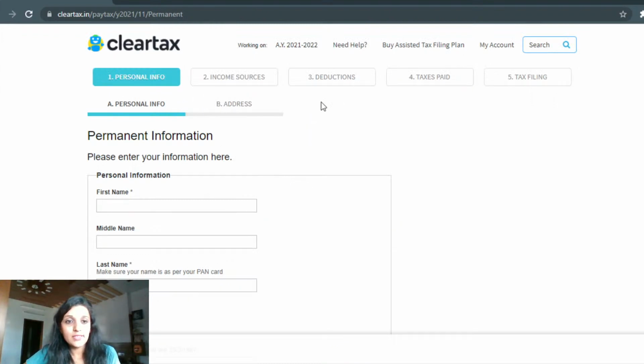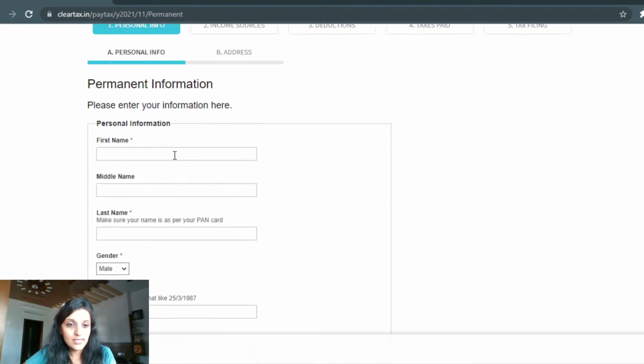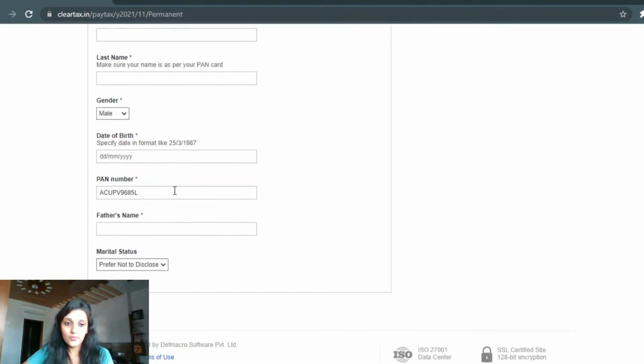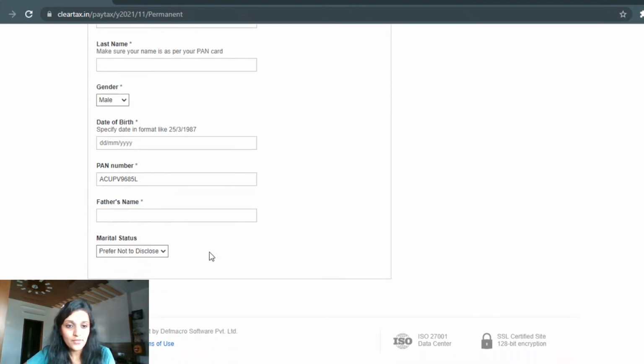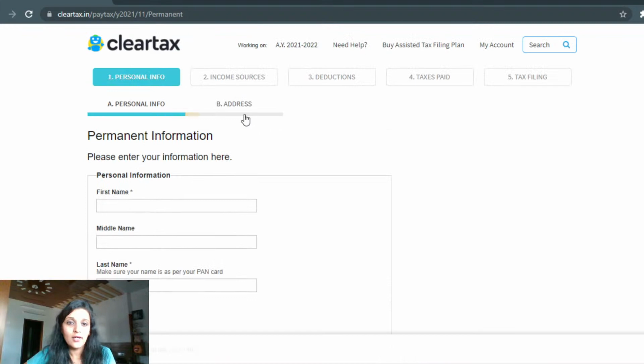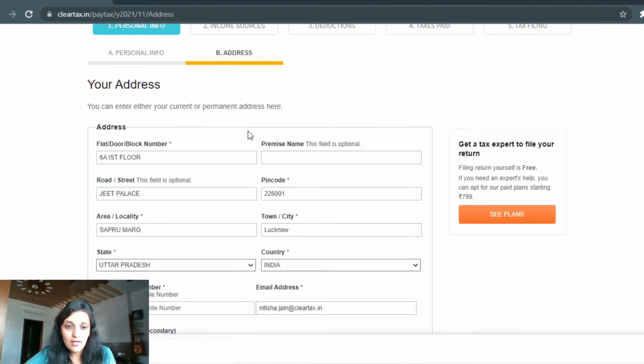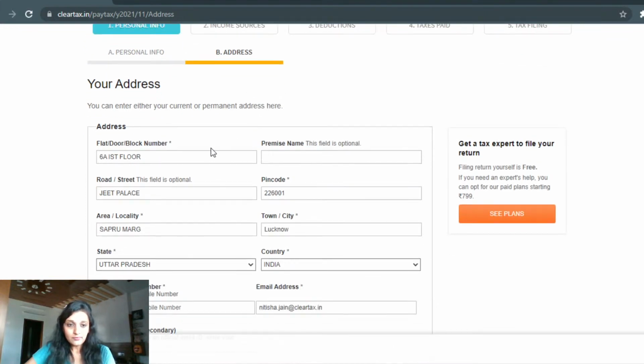When we click on proceed, you will see the personal information tab. In this, first name, last name, date of birth you have to mention, PAN number is automatically captured from Form 16, and your father's name, and click on save. Then fill the address details. You will see that when Form 16 was captured, all the address details also have been captured. If you want to change the address, you can edit it and click on save.